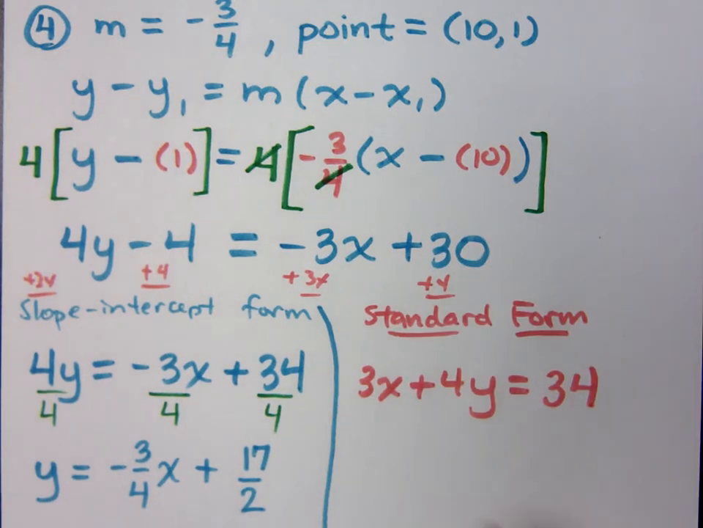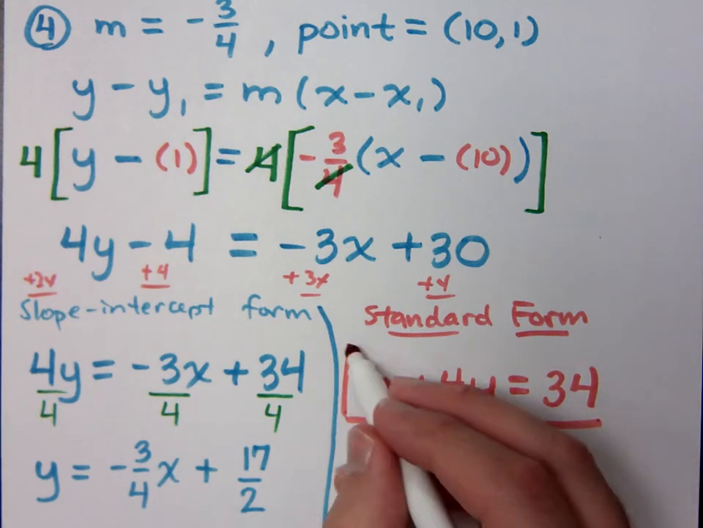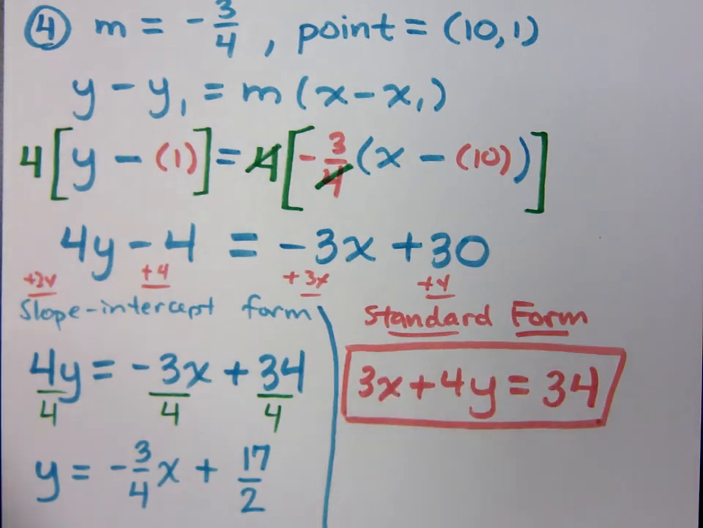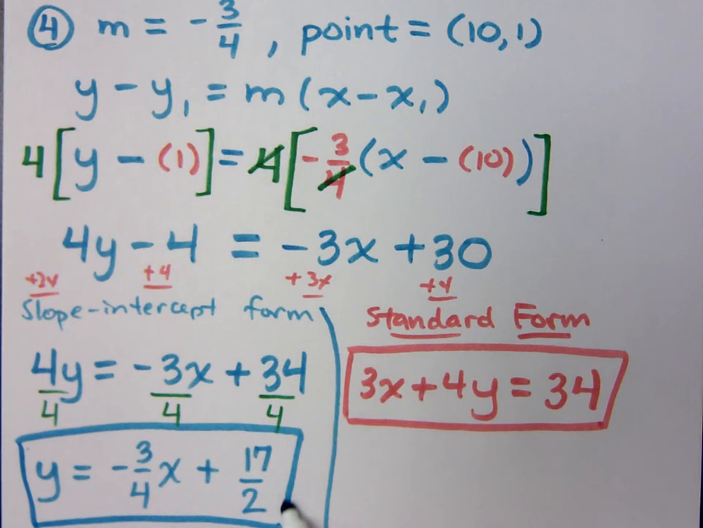Are all of these coefficients, or all of these numbers, integers? Is the leading term positive? Okay. So that is the standard form way, and this would be the slope-intercept form. Does it matter which form you put it in?